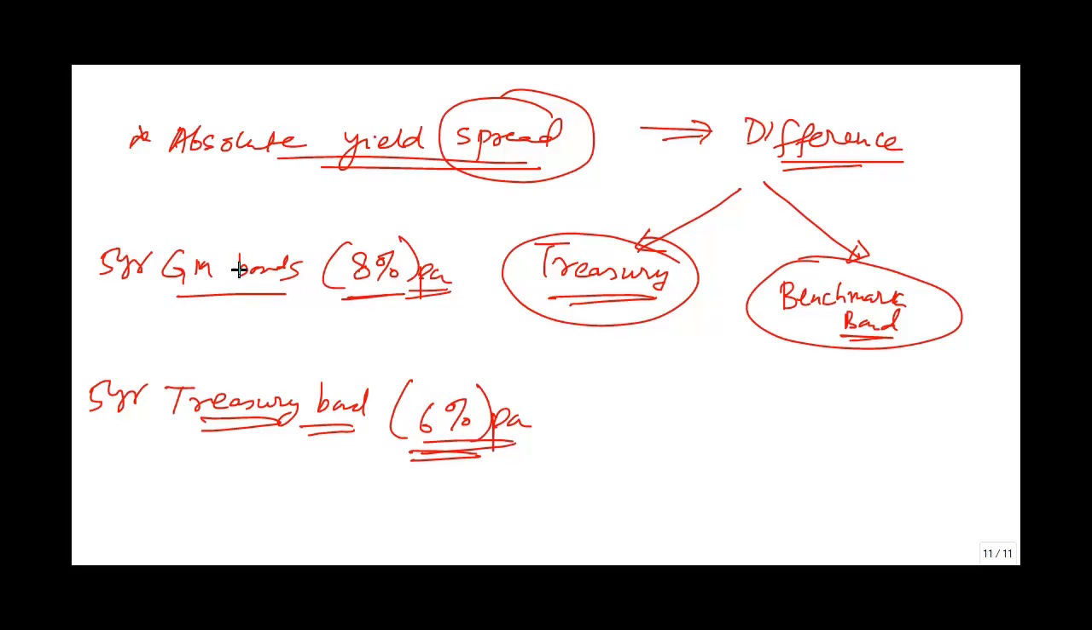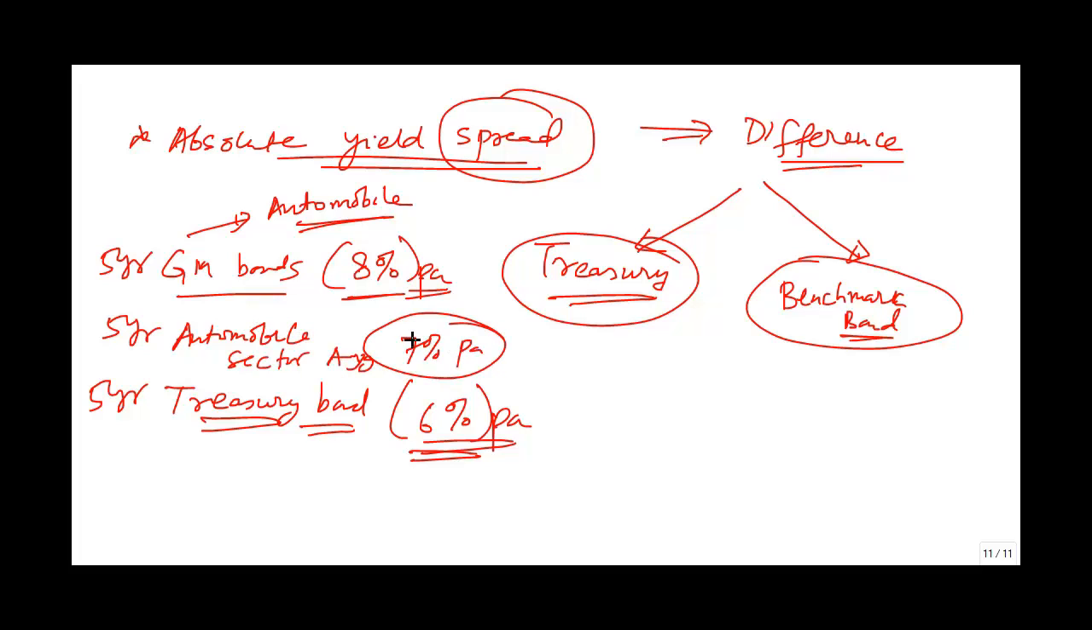Now since General Motors is a part of the automobile sector, you can also have a benchmark bond for the automobile sector. So you say that a 5-year automobile sector average bond is trading at 7% per annum. So here we are considering a case where the sector is having lower risk as compared to the particular bond. It may happen that the sector may have higher risk also. So this sector is nothing but your benchmark. So we have the automobile sector as the benchmark, right?